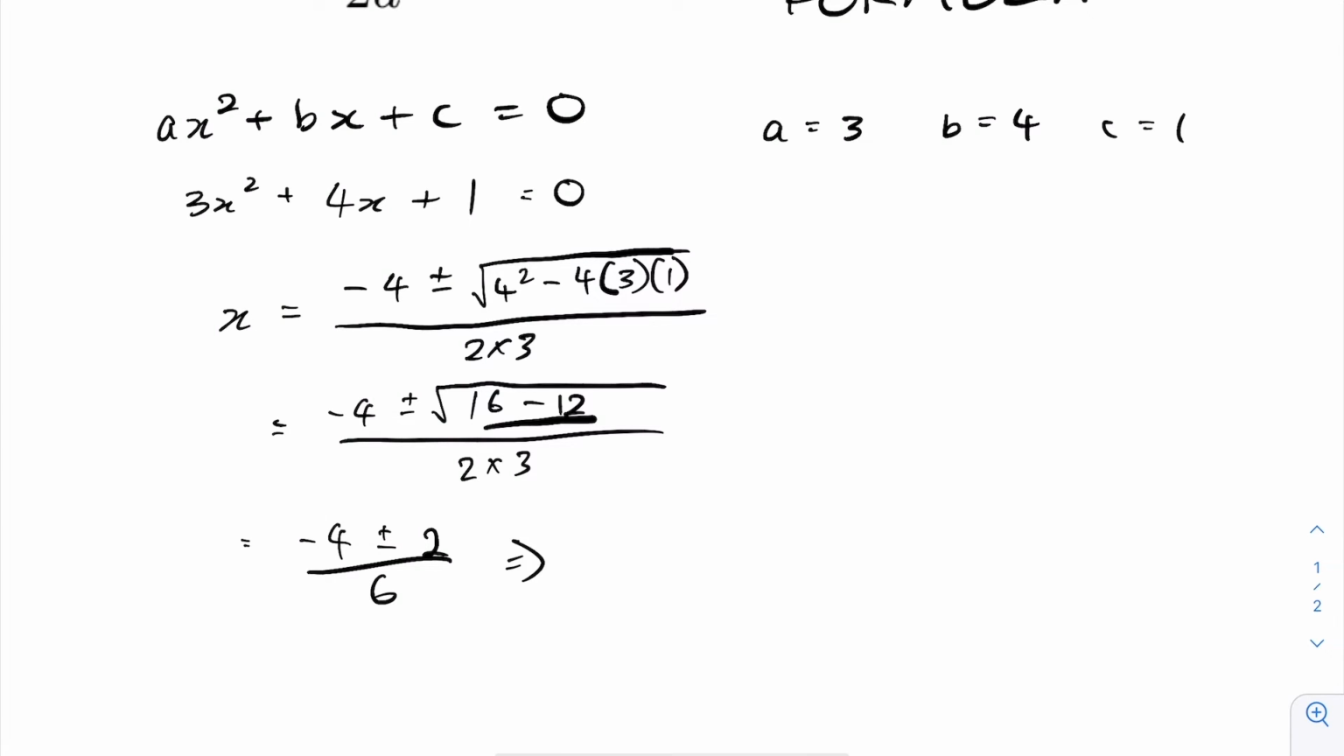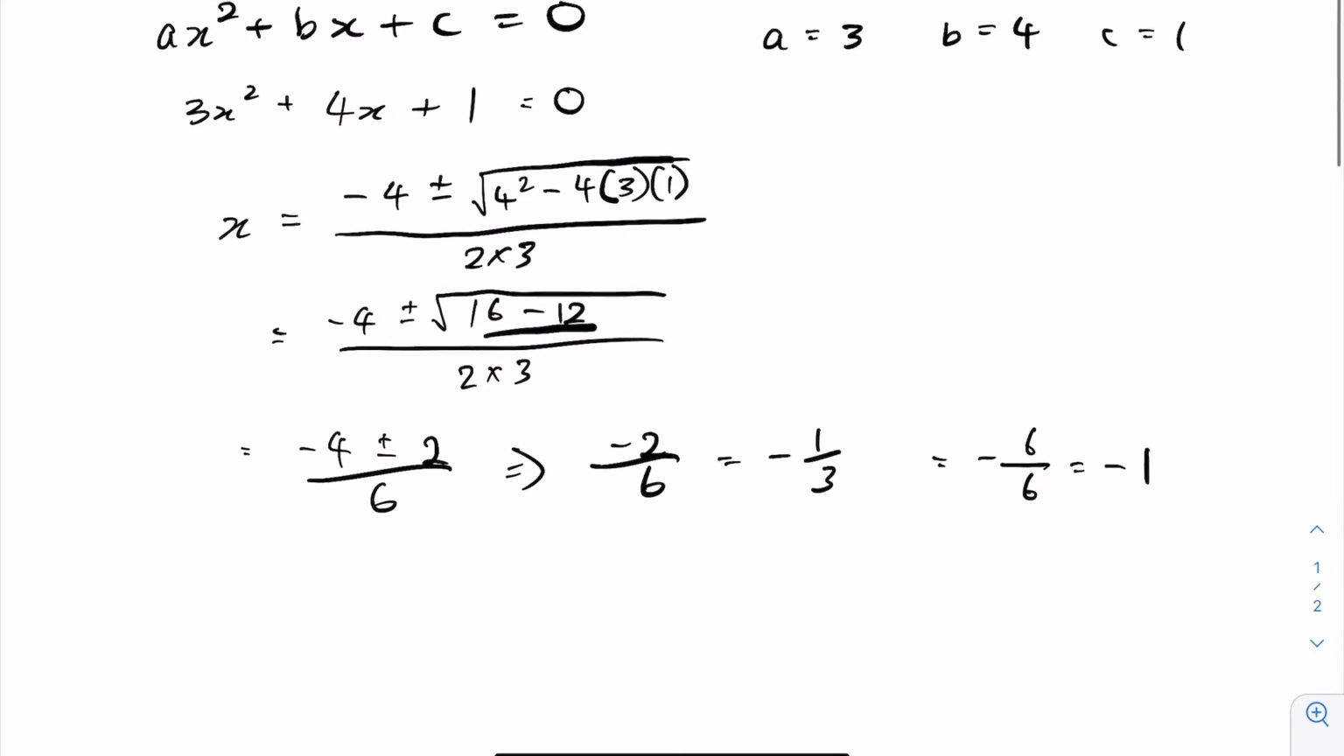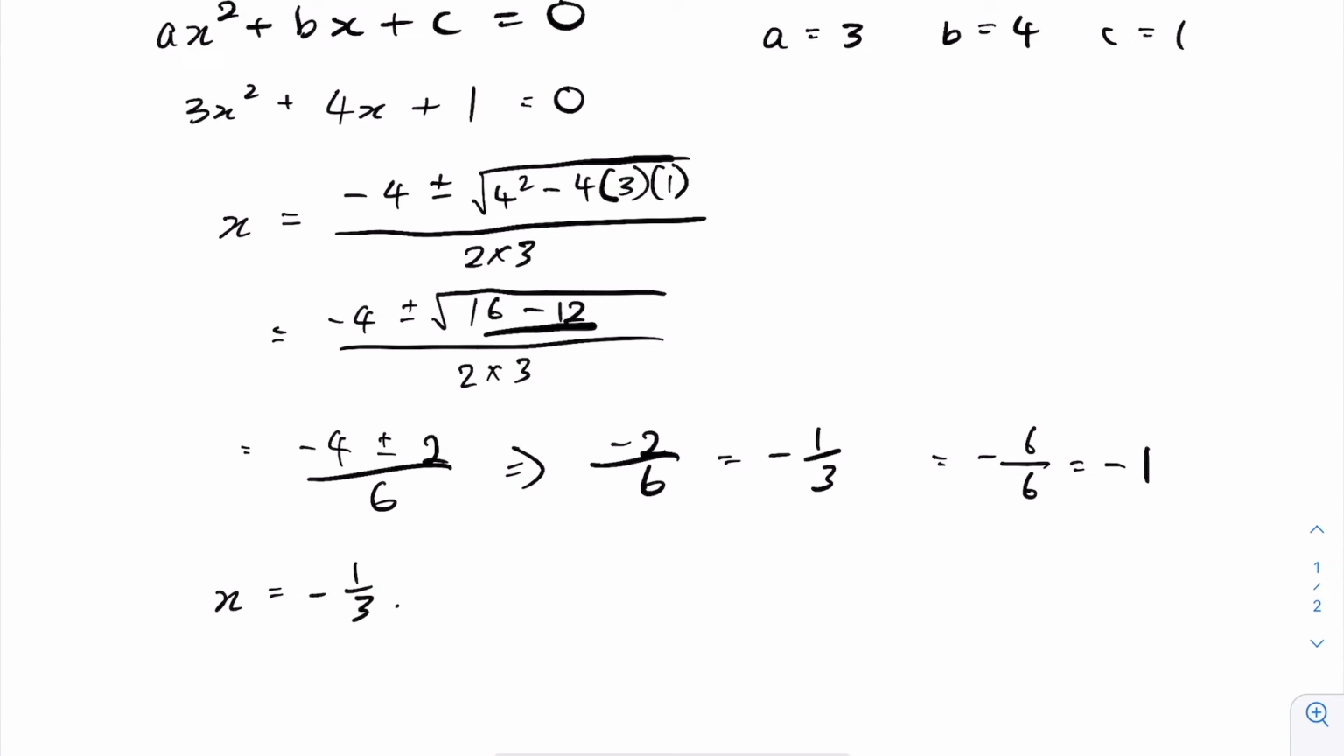And this is where there are two solutions. The plus or minus means that it can be either plus or minus. So let's say it's plus in this case. Negative 4 plus 2 is negative 2, so negative 2 over 6 is one solution, which is equal to negative 1 over 3. And the other solution is if it's minus: negative 4 minus 2 is negative 6, so it's equal to negative 6 over 6, which is equal to negative 1. So our two solutions for x are negative 1 over 3 and negative 1.